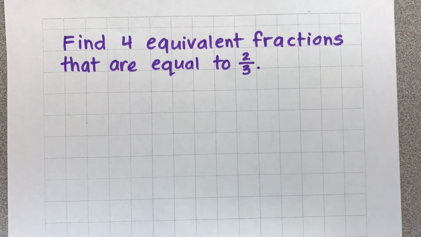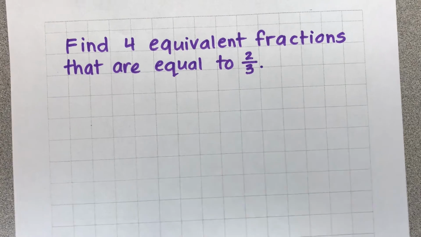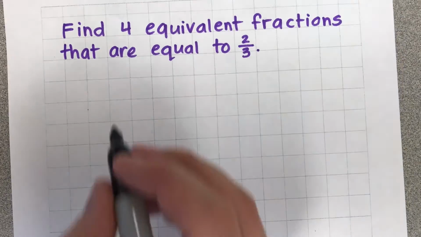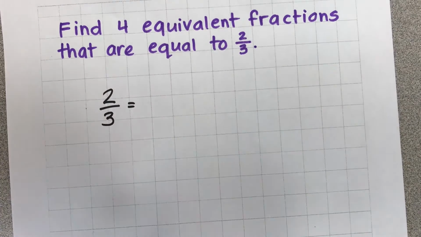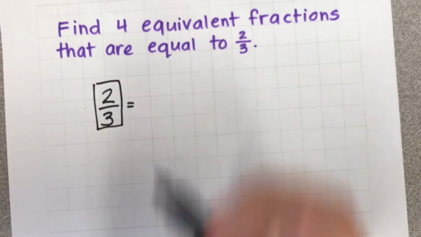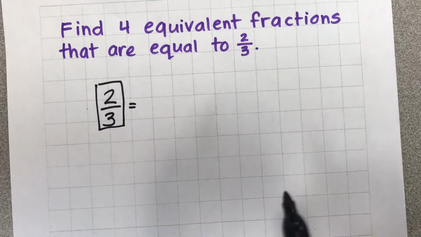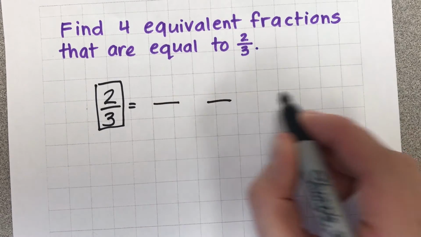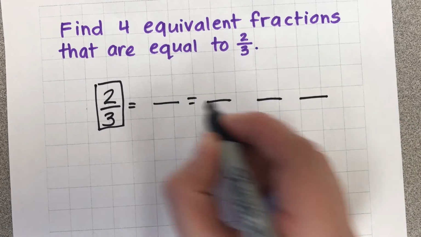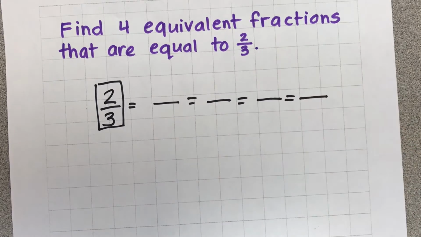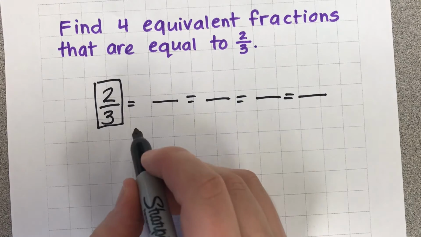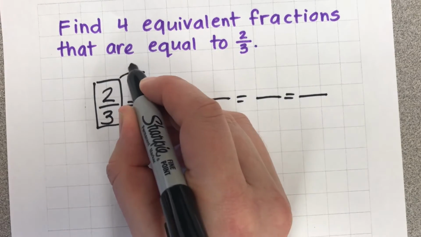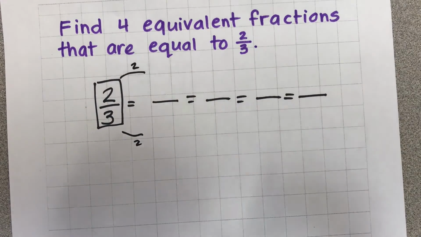If you were asked to find 4 equivalent fractions that are equal to 2/3, you would basically just do what we just did. So start with 2/3. That's our base fraction. And then we want to find 4 equivalent fractions to 2/3, okay? And they all are going to be equal to each other because they're all equivalent. So I'm going to put equal signs in between them. To start, again, you can start with any number you want. I'm going to start with 2.